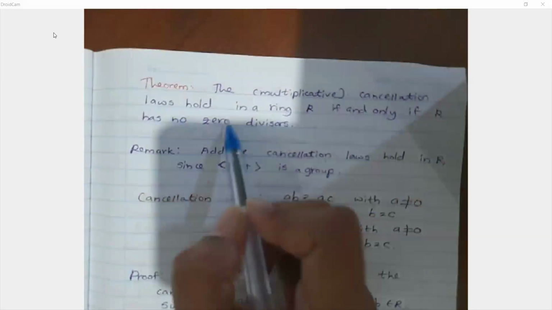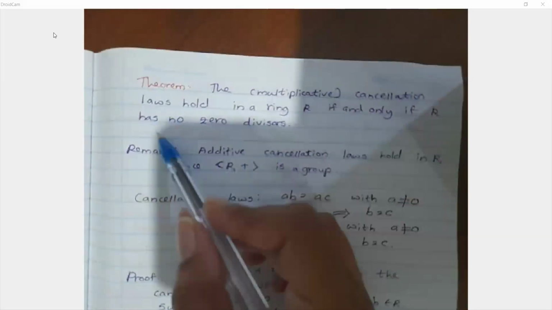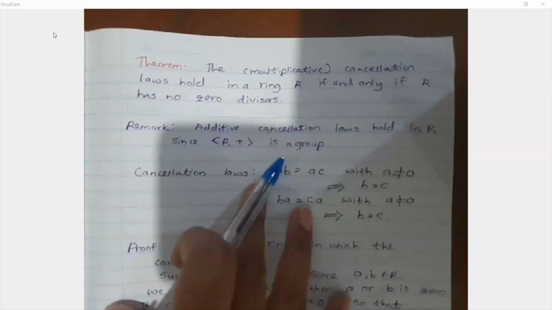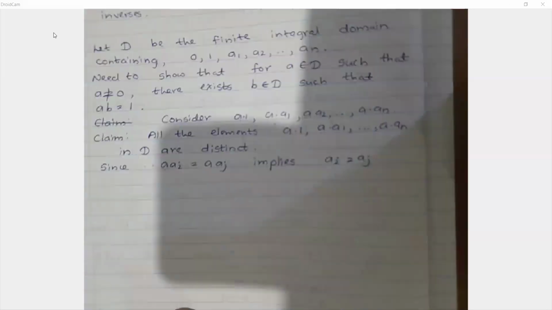We go back to that theorem. The multiplicative cancellation laws hold in a ring R if and only if R has no zero divisors. Now, an integral domain has no zero divisors. Therefore, the multiplicative cancellation laws hold. Therefore, for non-zero a, if you have a times ai equals a times aj, this would imply that ai equals aj. So if you have these two elements equal, they're essentially the same.